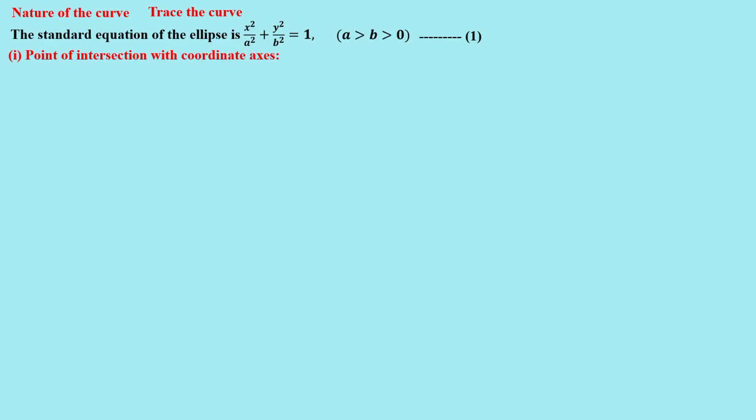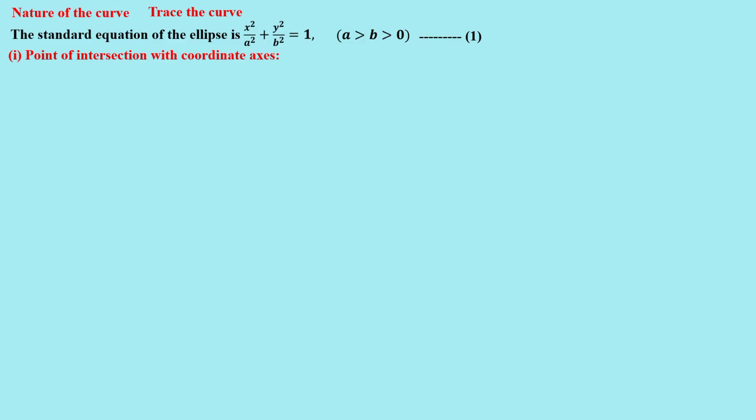So we are going to see the nature of the curve, the ellipse, or trace the curve. The standard equation of the ellipse is x square by a square plus y square by b square equal to 1. Here a is greater than b and both are positive. That is equation number 1.